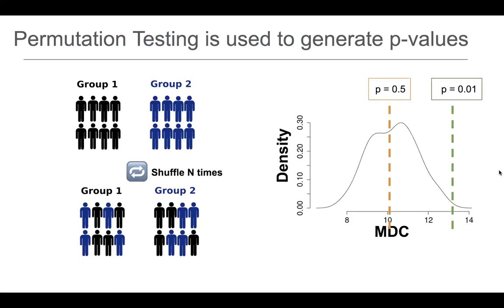After each module is assigned an MDC, permutation testing is performed to determine a p-value for each MDC. For a number of iterations, the condition labels for each sample are permuted, and the MDC is recalculated, resulting in a distribution of null MDC scores, as seen on the right. The orange line represents a true MDC score that lies within the null distribution and would not be significant. On the right, the green dotted line represents an MDC score that lies outside of the null distribution and would be significant.